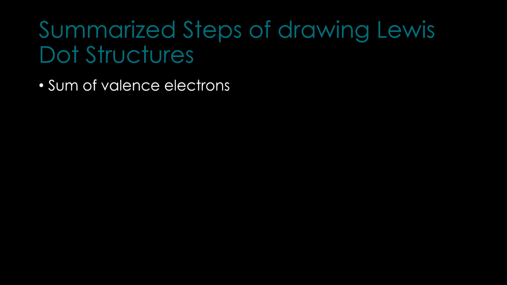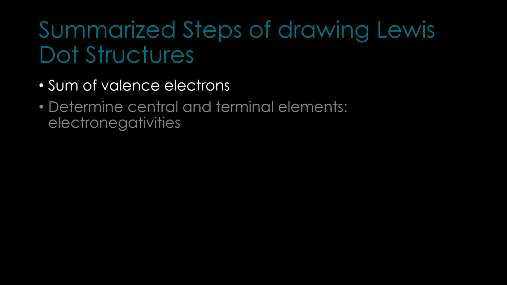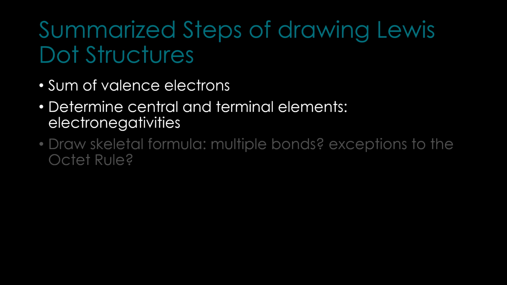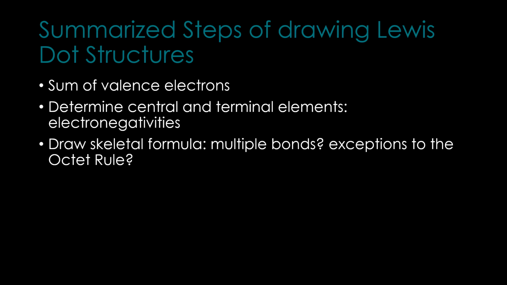First, add up all the valence electrons of the elements in the compound. Then determine the central element and the terminal atoms according to their electronegativities. Remember that the least electronegative element is the central atom, except for hydrogen. Since hydrogen cannot form more than one bond, it cannot be the central element. Then draw the skeletal structure. At this point, try to predict which atoms form bonds and if single or multiple bonds are needed to fulfill the octet rule. But don't draw the multiple bonds just yet, only draw the single bonds. And notice if there are elements that can have incomplete or expanded octets.